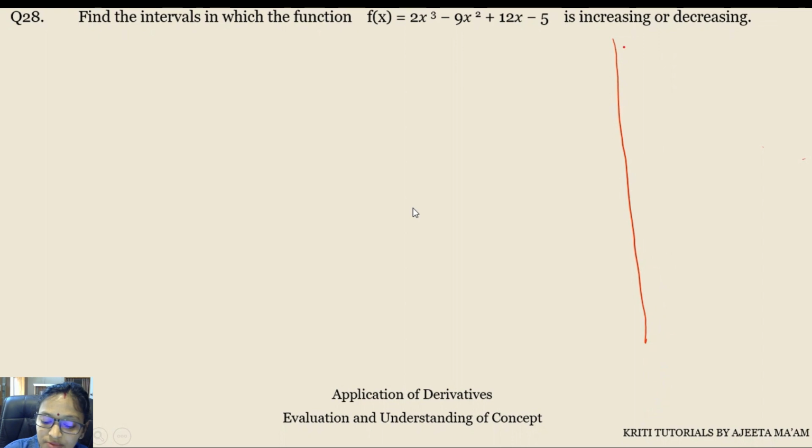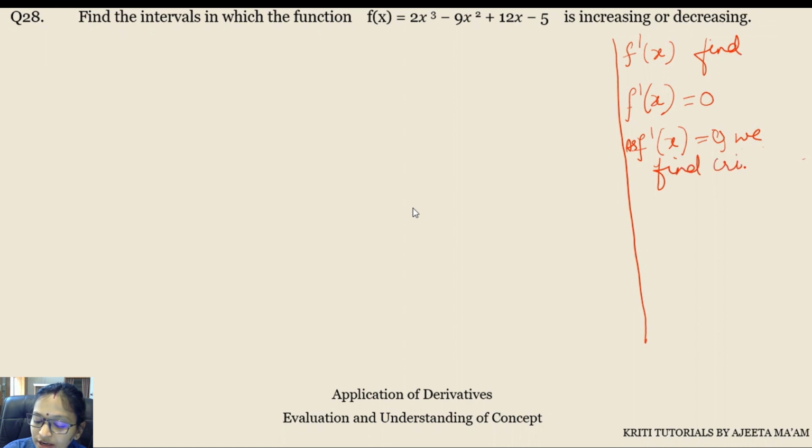Now what are the steps that we have to follow? First step, we have to find f dash x, correct? So we have to find f dash x. Now what we have to do, we have to equate f dash x to 0. Clear? We have to equate f dash x to 0. Then we have to, as we equate f dash x to 0, we have to find critical points.